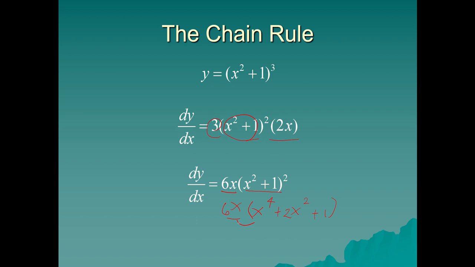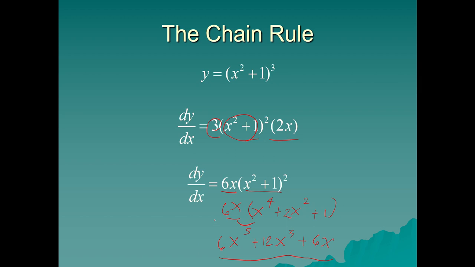So 6x times x to the power of 4 is equal to 6x raised to the power of 5. 6x multiplied by 2x squared is plus 12x cubed. Then 6x times 1 is just 6x. So for our final answer, the derivative of that function is 6x raised to the power of 5 plus 12x cubed plus 6x. And we cannot simplify that anymore. That's already in its simplest form.